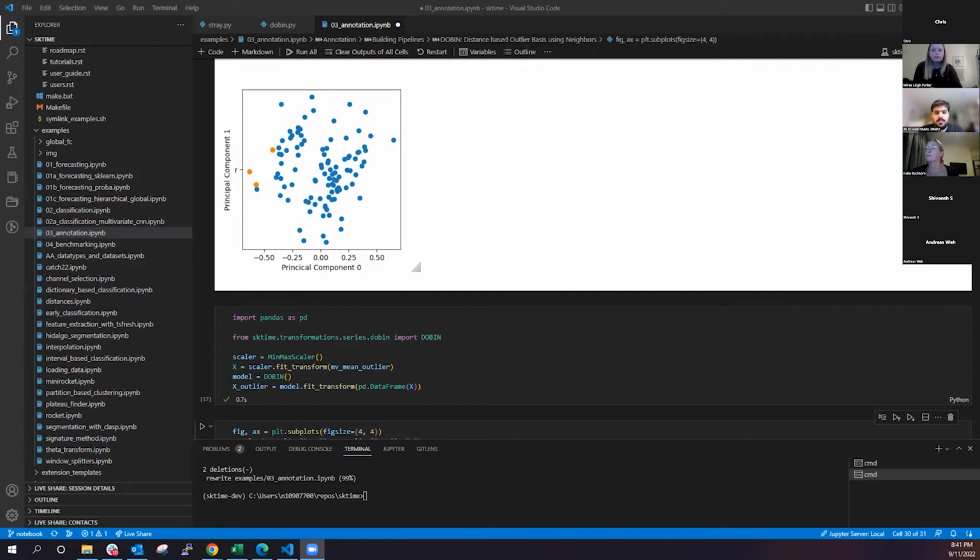And secondly, is there any connection between annotations and, say, Chow tests for structural breaks? So in terms of the application of these annotations to, say, economic data, have you seen anything along those lines as well? Okay, I'll start with question one.